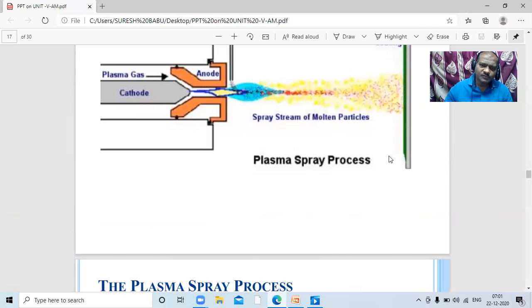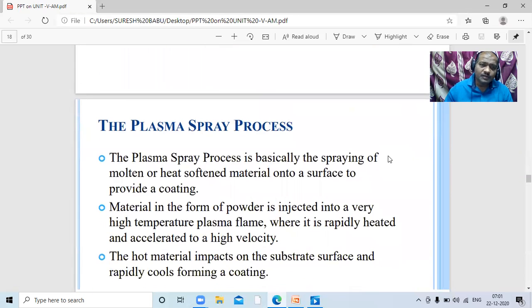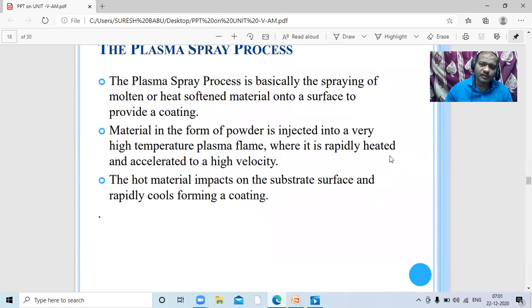Next, this is one of the methods. This one is the plasma spray process. What you have observed, the plasma spray process, is basically the spraying of molten or softened material on a surface to provide a coating. That means whatever we have spoken about powder, that is the ultimate aim, to be sprayed on the surface.